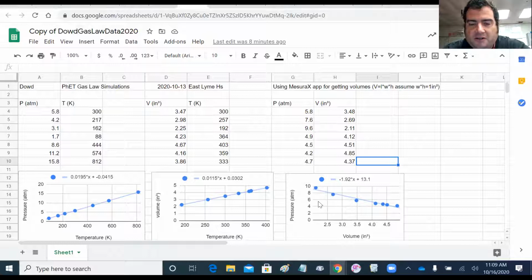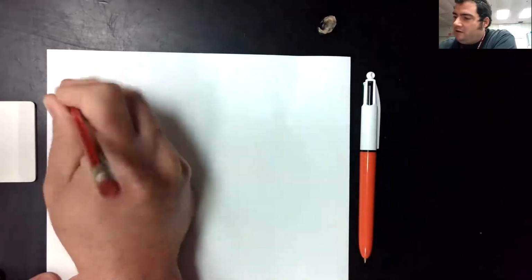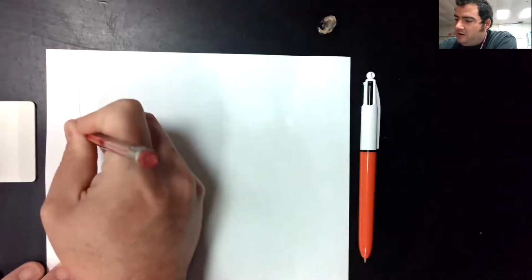There's clearly a decreasing relationship. As you make the volume bigger, there's less collisions with the side of the container, so the pressure drops. That part makes sense. But if this was linear, something really weird happens. So let's pretend it was linear.